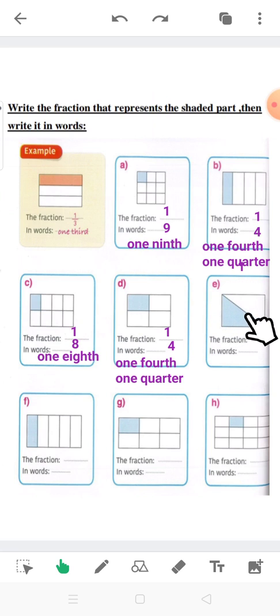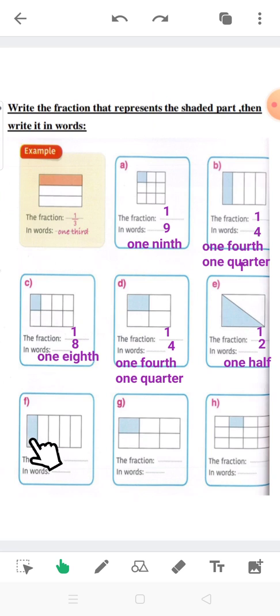Again, look here. How many shaded parts? Only 1. It's a unit fraction because its numerator is 1. So all of the parts are 2 in the bottom part. So this fraction is called one half.